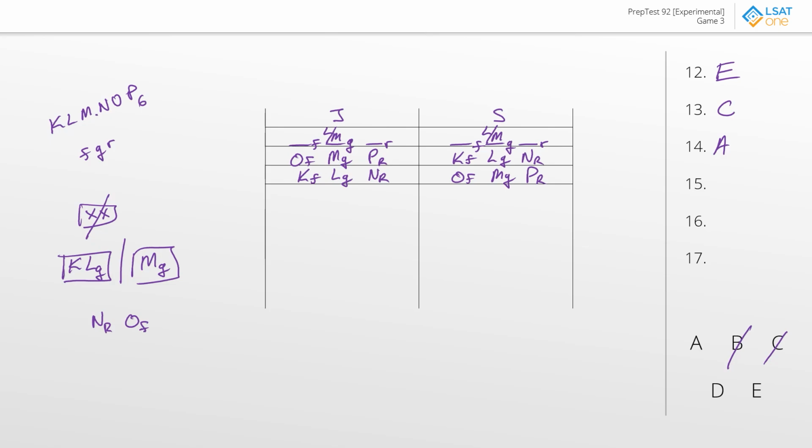Answer choice D, M is at the junior high. No, they're at the senior. And O is at the junior high. No, they're at the senior. So once again, the best answer here was A.